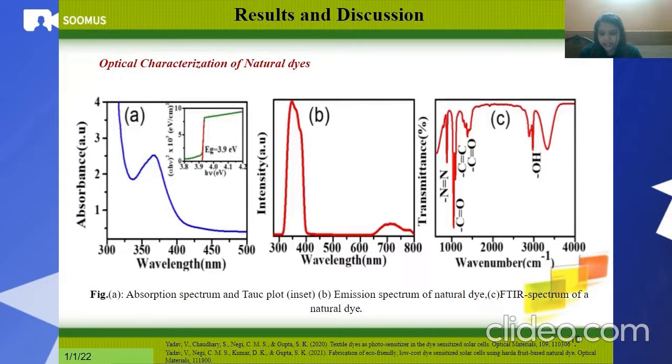And the next one is the FTIR spectrum of the natural dye. The FTIR spectrum of the natural dye is recorded in the region of 4,000 to 500 centimeter inverse, and the bands present in the FTIR spectrum indicate that the vibrations observed at 803 and 882 are assigned to the amine group, which is a functional derivative of azo and organic compounds, and our natural dye belongs to the organic compound group.